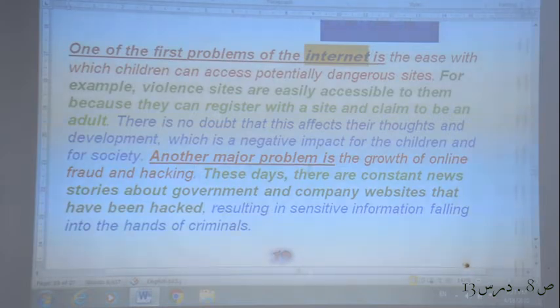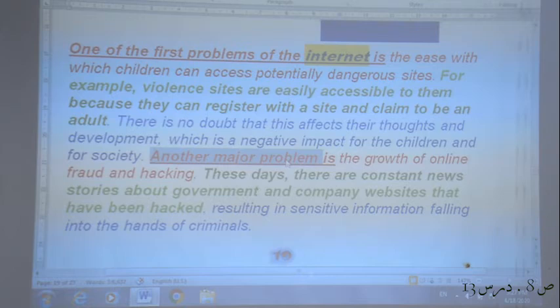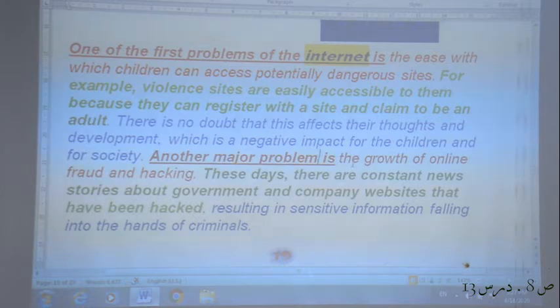So another major problem, pay attention when you want to state another problem or to think about another problem. Another major problem is what? And here you write about your problem. The growth of online fraud and hacking.